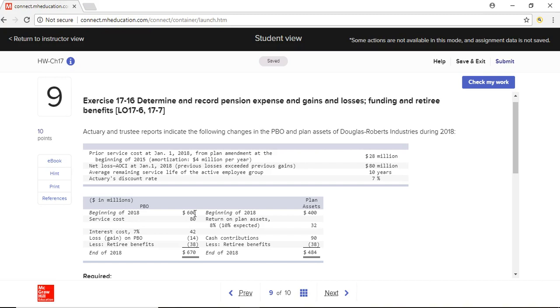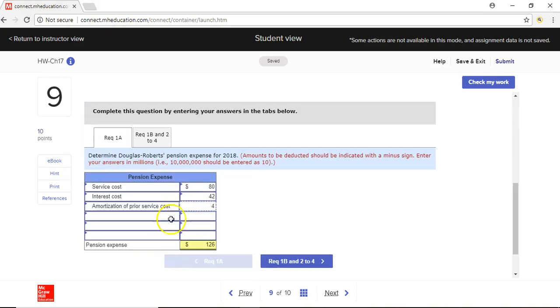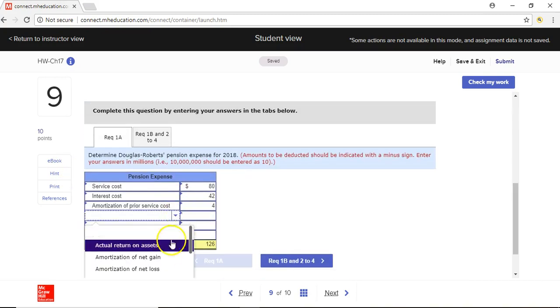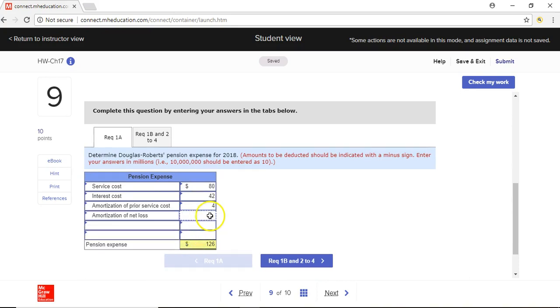How many years are remaining for employees to serve the company? Here it says that on average, the remaining service years for all the employees is 10 years. So $20 million divided by 10 years, each year we will amortize this net loss by $2 million. So amortization of net loss, $2 million.